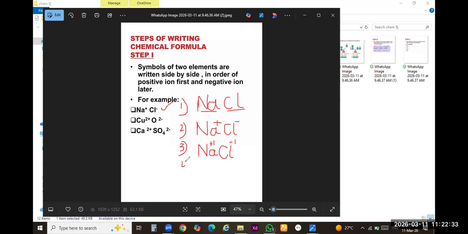After that, in the fourth step, we will follow the rule of crisscross. The valences will be cross exchanged in the fourth step. Write down their valences in the lower right corner and no need to write the charges now. No need to write the charges. Write down their valences in the lower right corner like this.